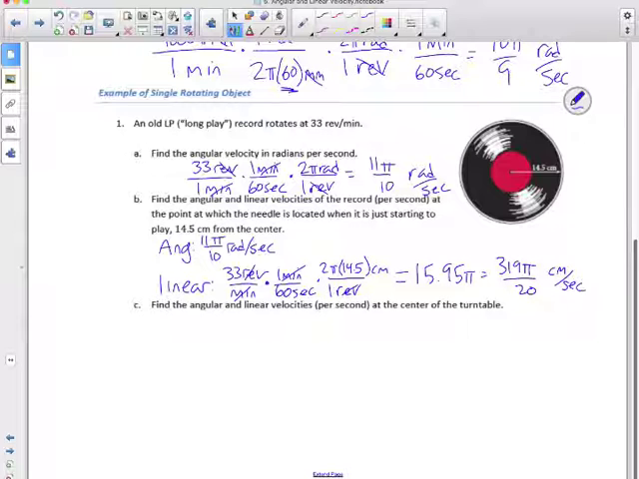Now find the angular and linear velocity per second at the center of the turntable. So we already know the answer for angular. That's easy. It's exactly the same because it never changes in this setup. Linear we have to talk about a little bit, and it's a little bit confusing to think about, but it does not have a linear speed. We would say that it has none, okay?